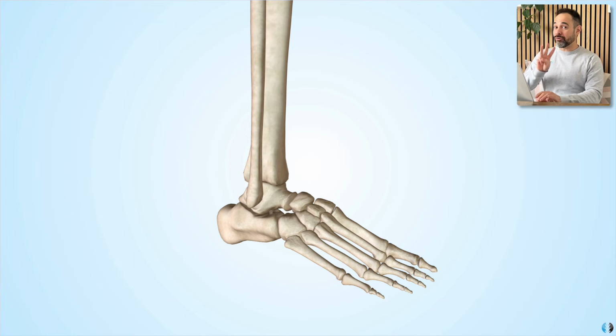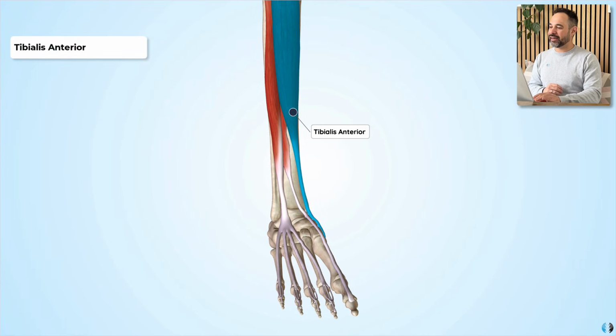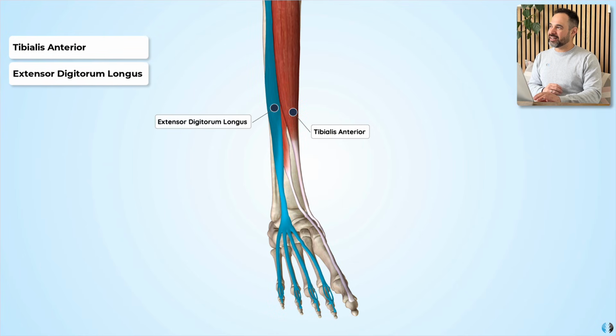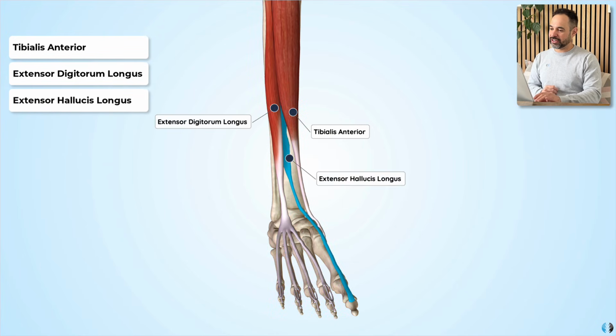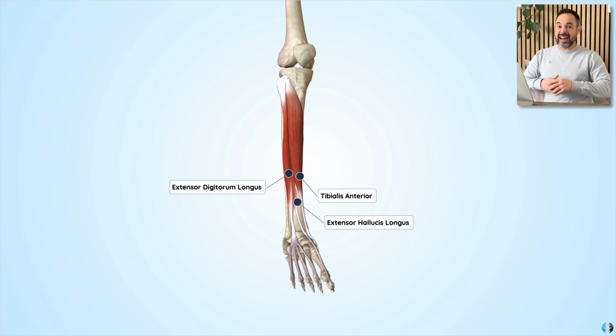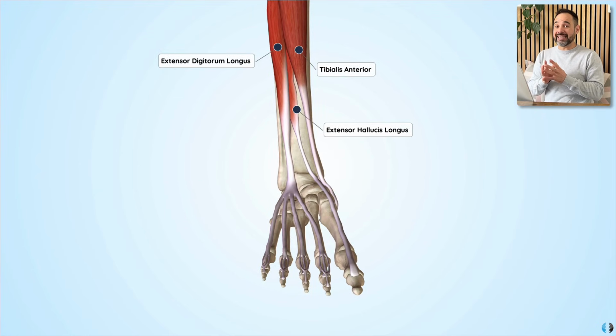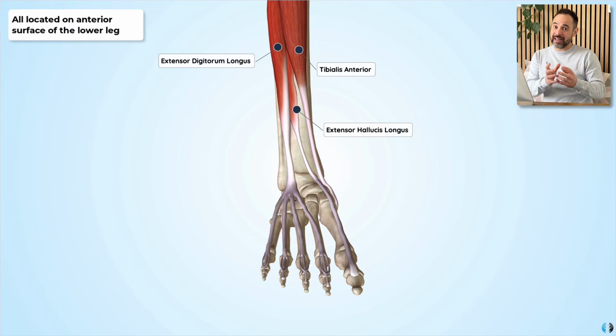So there are three key muscles in this group. We have tibialis anterior, extensor digitorum longus, and extensor hallucis longus. Now, there are a couple of simple ways to remember these. Number one, it's often said that anatomy makes sense, and the logic behind the anatomy is indicated here with this group. So we can see that the dorsiflexors are located on the anterior aspect of the leg.